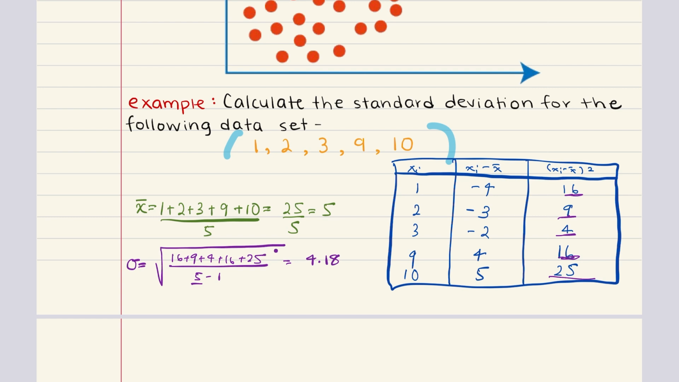Now the sum here, this numerator is going to be 70, and 5 minus 1 is equal to 4. So we're going to be taking the square root of 70 over 4, which should be approximately 4.18. And with that, we've solved this problem, and now we know how to calculate standard deviations. And we're going to go ahead and end the video here.